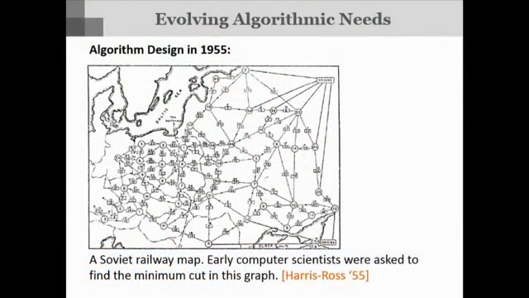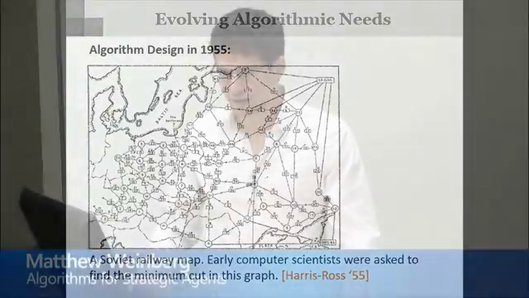Okay, so I want to talk about, I don't know how many of you have seen this picture before, but it was shown to me in my first undergraduate algorithms class. This is a Soviet railway map from 1955. Apparently the CIA asked early computer scientists to find a min cut in this graph because they wanted to disrupt the Russian supply flow, in case they ever needed to.